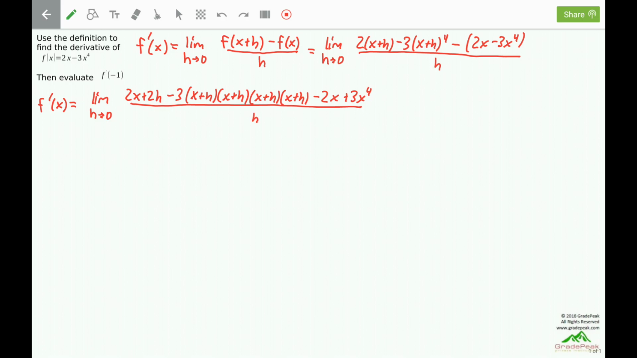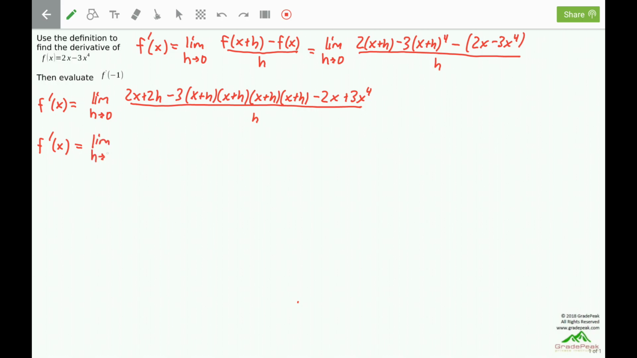Now, to handle that x plus h multiplying itself 4 times, I'm going to pair off 2 of them with each other and FOIL it out, and the other 2 and FOIL it out, which will give the same result since they were both x plus h times x plus h. So let's start by doing that.